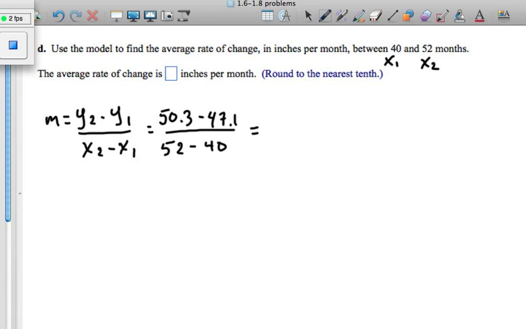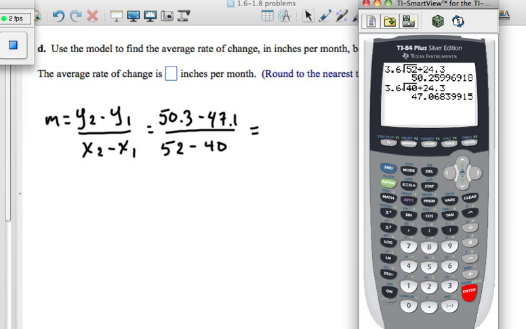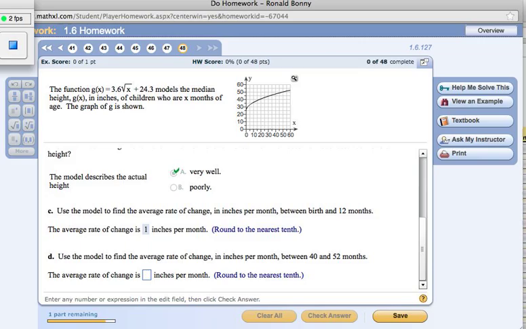All right, now the last step is to plug this whole thing into the calculator. Remember that we're going to use parentheses. So 50.3 minus 47.1, close parentheses, divided by, we can figure out what 52 minus 40 is in our heads, but let's just say it was a bigger number. And I'm going to use parentheses once again on the bottom. Press enter, and we get 0.2666, and it keeps repeating. So to round that to the nearest tenth would give us 0.3. All right, and let's type that in and see if that is correct.